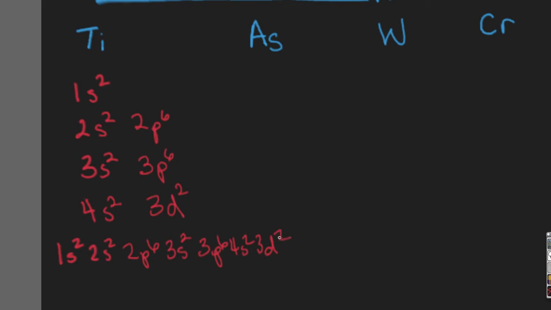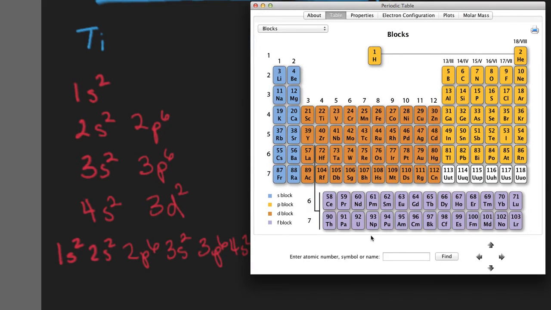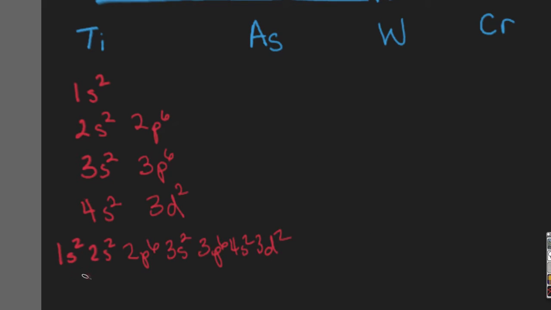And you can see why the shorthand notation is preferable, because if you did the shorthand notation, the noble gas in the prior row would be argon, and then you could do the valence shell, the outermost shell. So that would be argon, noble, and then we would have the 4s2, then the 3d2 left over. Much easier to write. Shorthand notation.